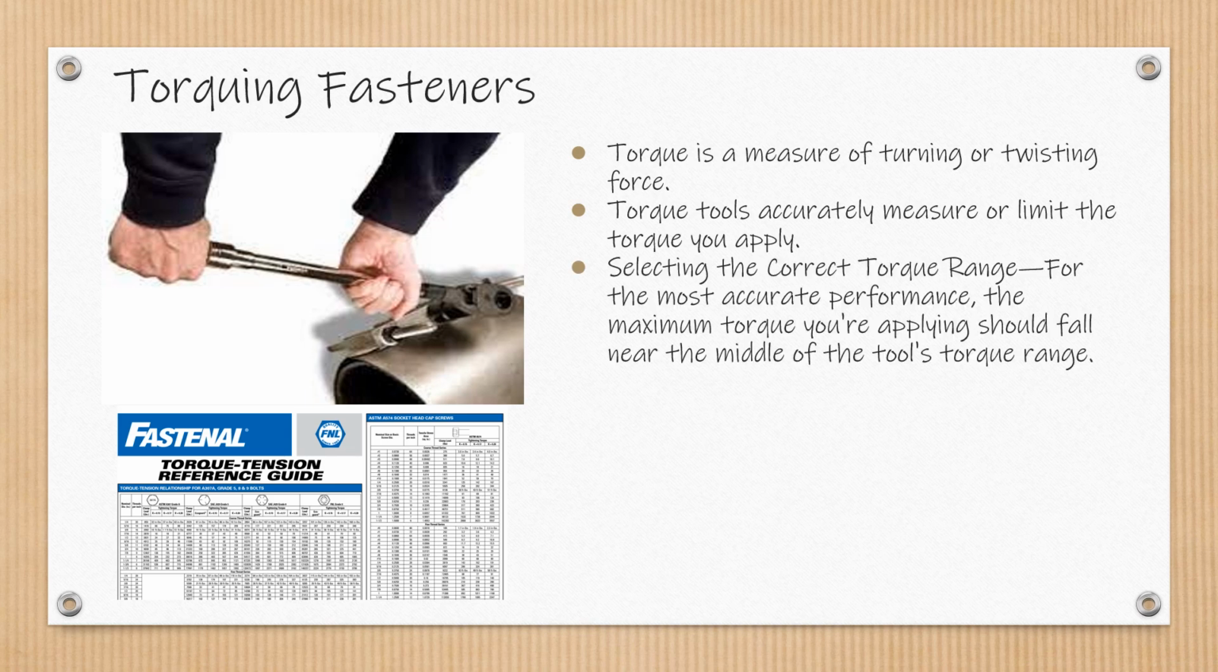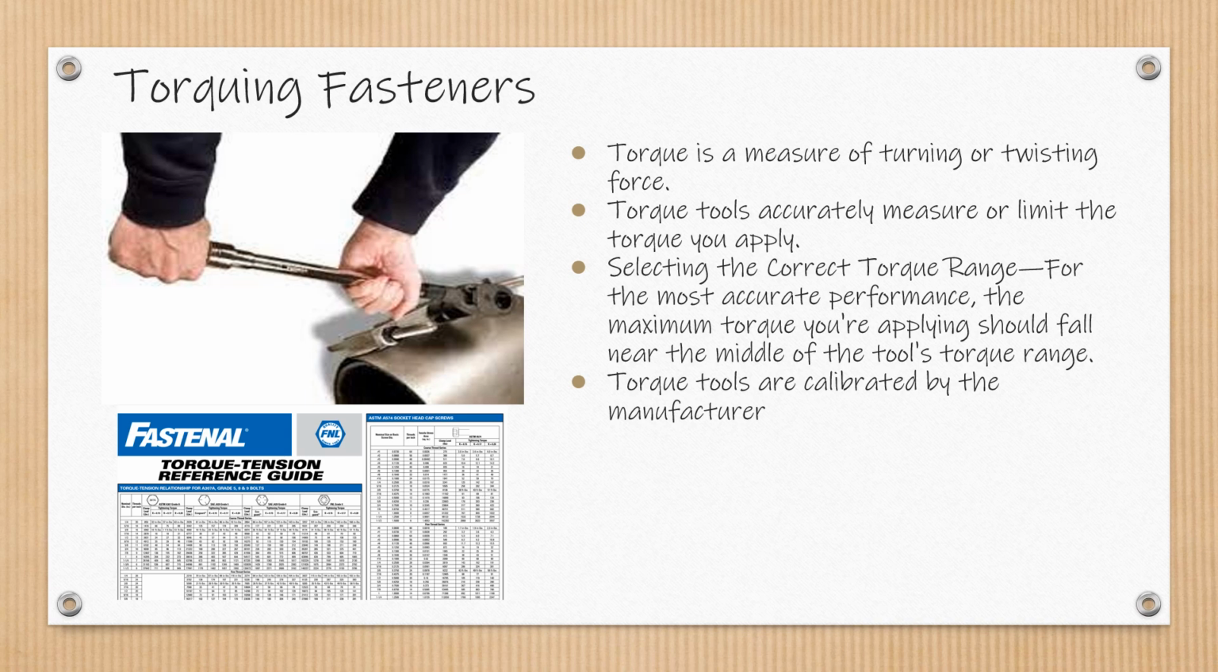Selecting the correct torque range is critical. For the most accurate performance, the maximum torque you're applying should fall near the middle of the tool's torque range. So for example, if you're applying 50 foot-pounds of torque, choose a wrench with a range of between 5 and 100 foot-pounds, rather than a range of 5 to 50 foot-pounds.